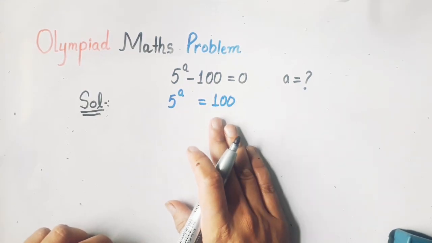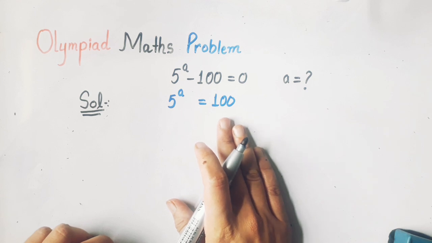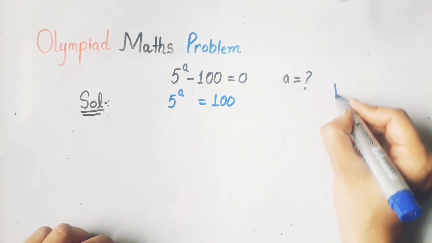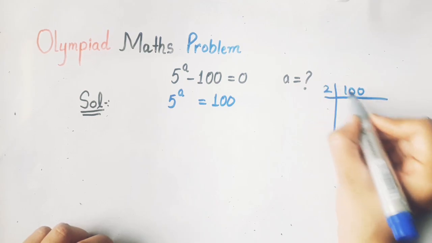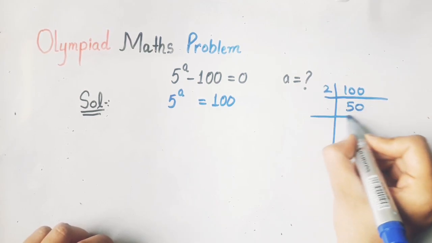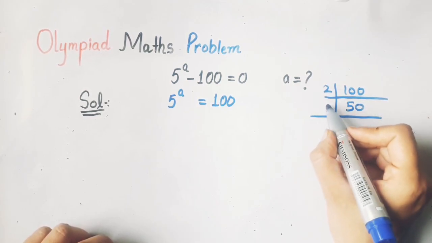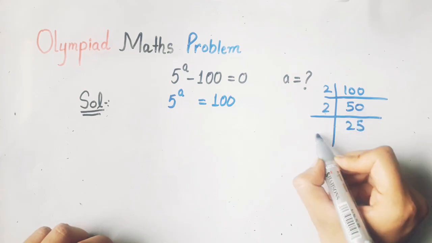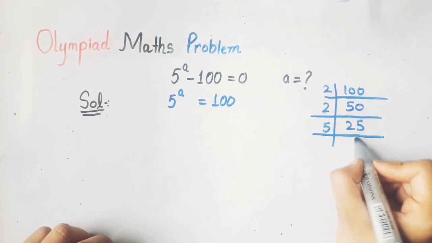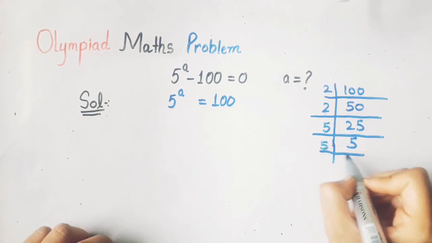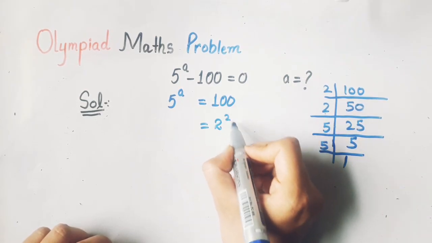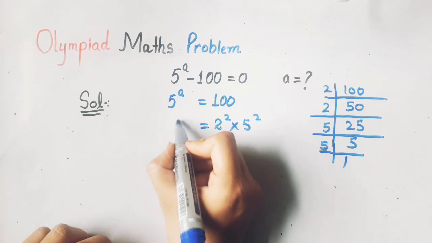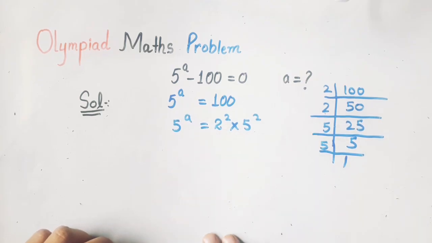Now we will make the factors of 100. 100 is divided by 2, we get 50. When this is divided by 2, we will get 25. When this is divided by 5, we will get 5 and 5. So 100 can be written as 2 squared times 5 squared, and this is the 5 raised to power a.